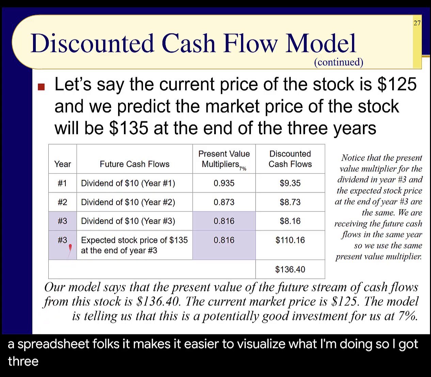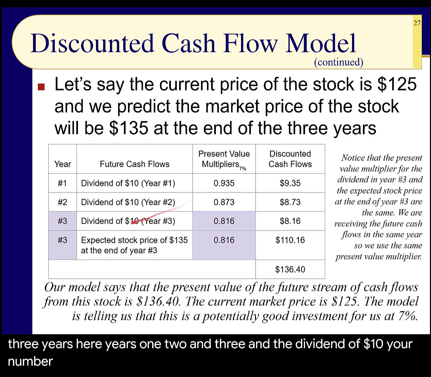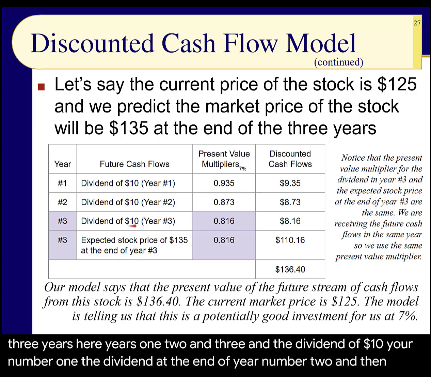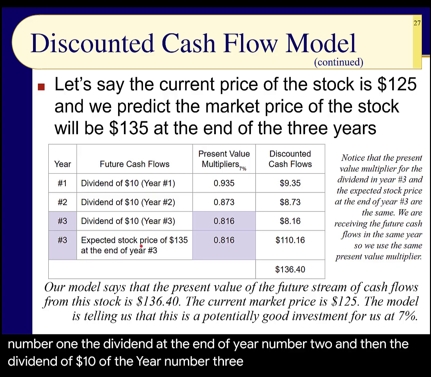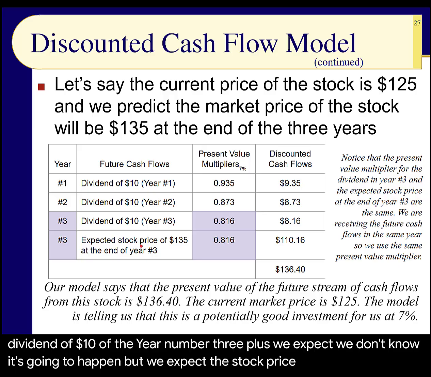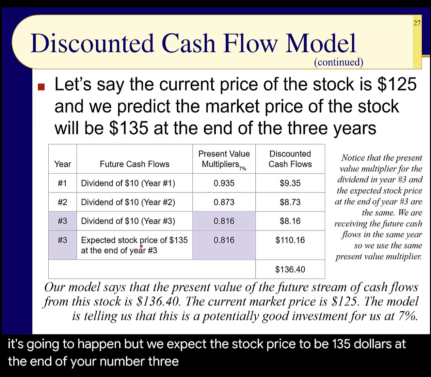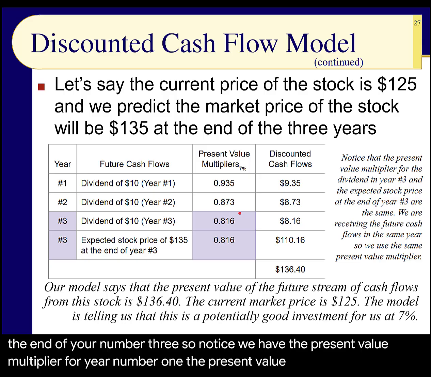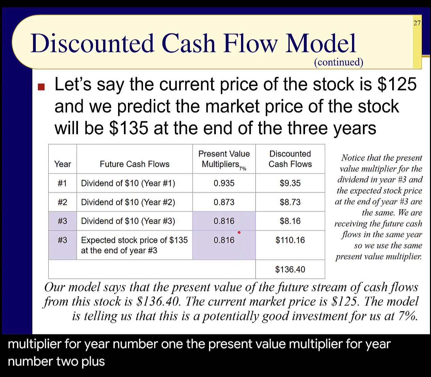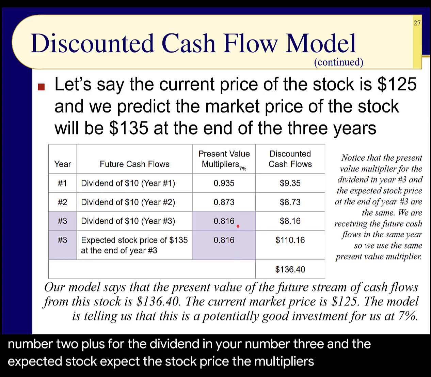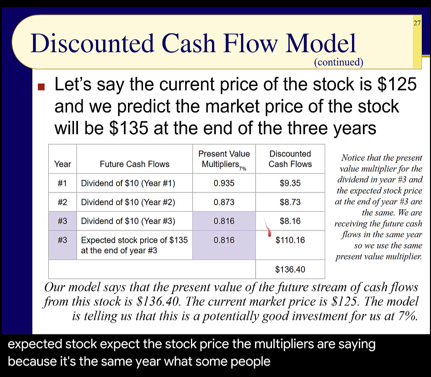So I've got 3 years here, years 1, 2, and 3. The dividend of $10 in year number 1, the dividend of $10 at the end of year number 2, and then the dividend of $10 in year number 3, plus we don't know it's going to happen, but we expect the stock price to be $135 at the end of year number 3. Notice we have the present value multiplier for year number 1, the present value multiplier for year number 2, and for the dividend in year number 3 and the expected stock price, the multiplier is the same because it's the same year.